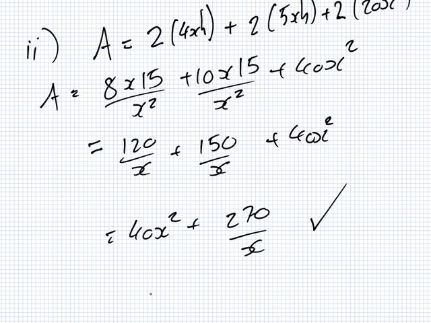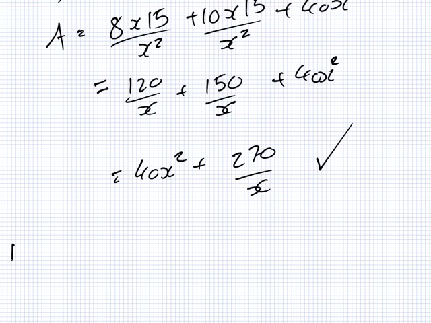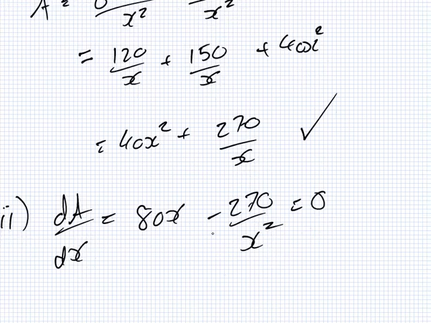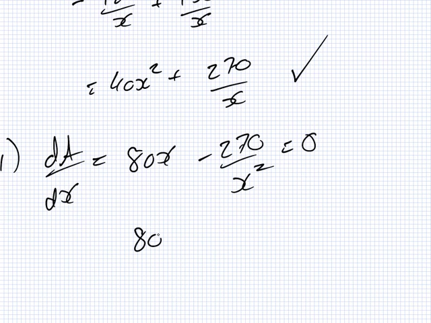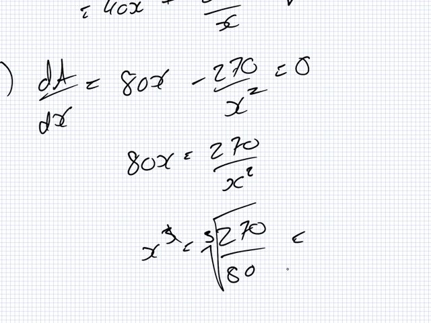Perfect. Right. Find the x which gives a minimum and check that it's a minimum. Easy peasy. How do we find the minimum? Make the derivative equal to 0, which is 80x minus 270 over x squared equals 0. When you rearrange that, you get 80x equals 270 over x squared. So you get x cubed equals 270 over 80. Oh wait, what am I doing? The 10s cancel. So x is 3 over 2.